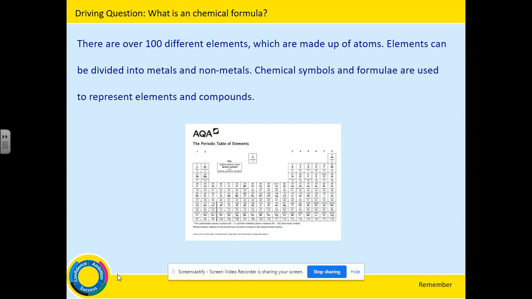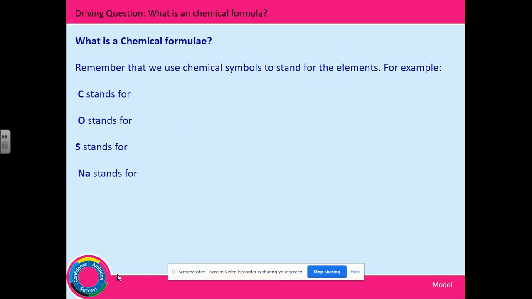Now, following with our driving question. There are over 100 different elements which are made up of atoms. We all know that all the elements on our periodic table, they're all made up of atoms. Elements can be divided into metals and nonmetals. Chemical symbols and formula are used to represent elements and compounds. What is a chemical formula?